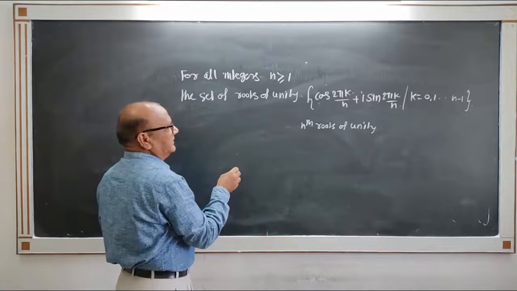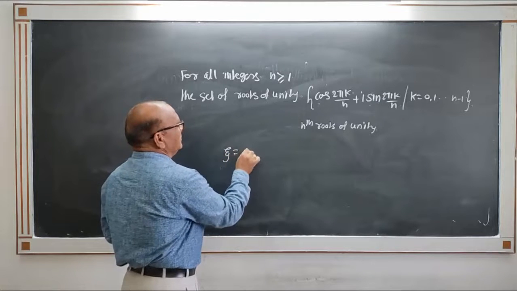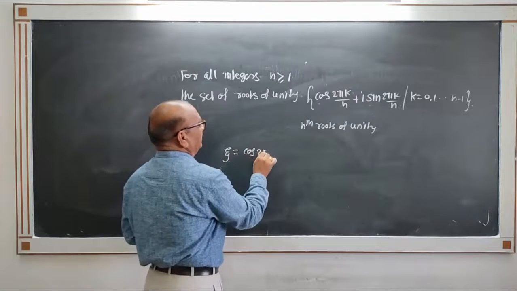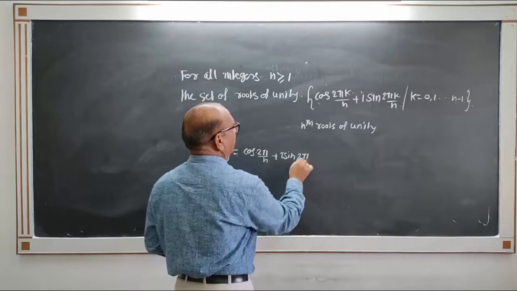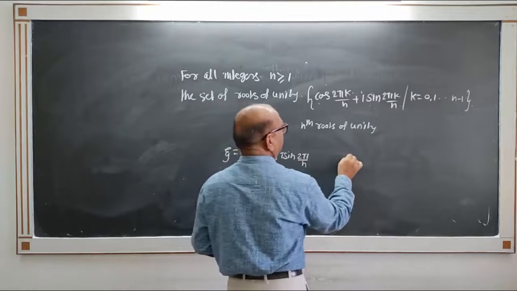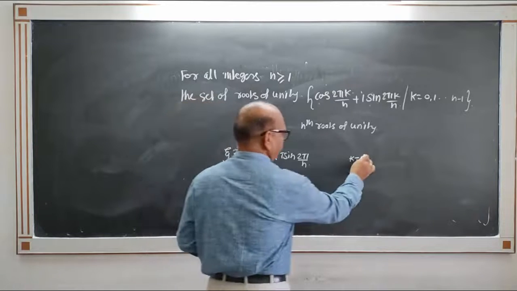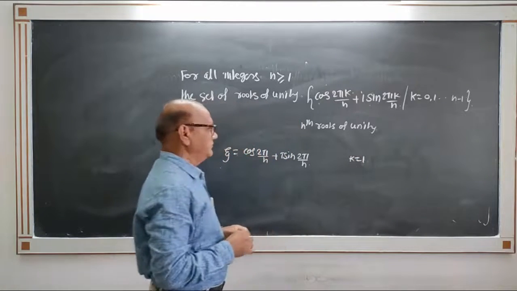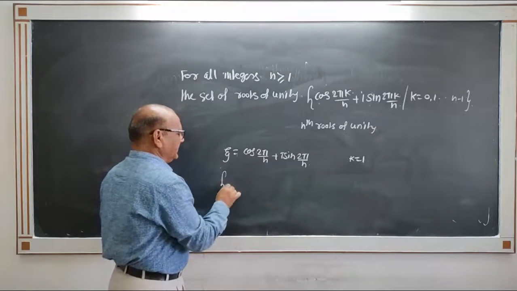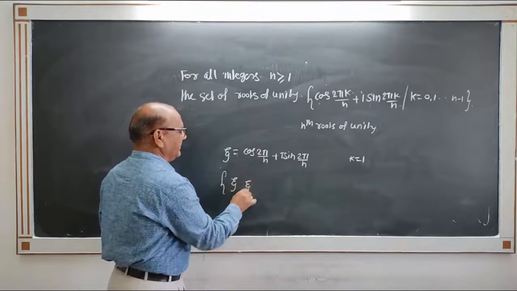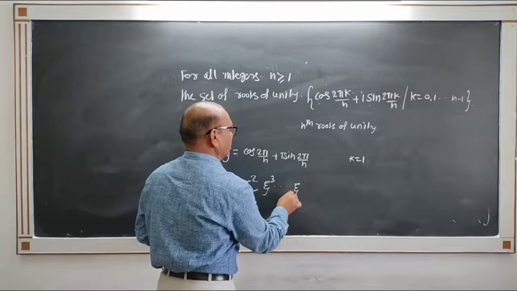Now, for the nth roots of unity, suppose we denote xi equal to cos of 2 pi by n plus i sine 2 pi by n. Then this set is xi, xi square, xi cube, and so on, up to xi raised to n minus 1.